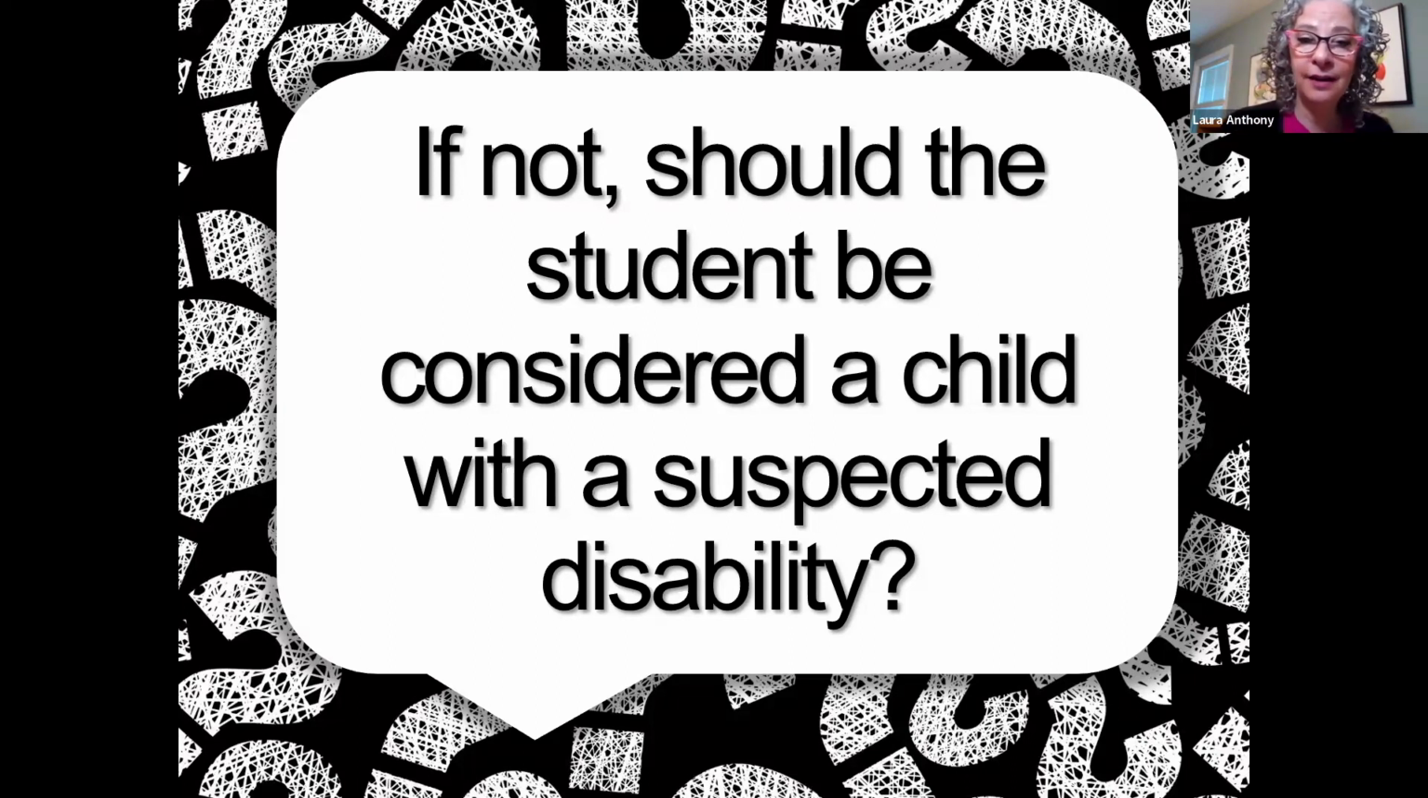Is the child currently identified as a child with a disability? If not, are they considered to be a child with a disability? What is the nature of the intended consequence? And do we have a safety issue? I told you we're going to spend some time on question number 2. Is the child somebody who we're going to consider as a suspected student with a disability? Here's where it gets tricky. How do you become a suspected student with a disability?